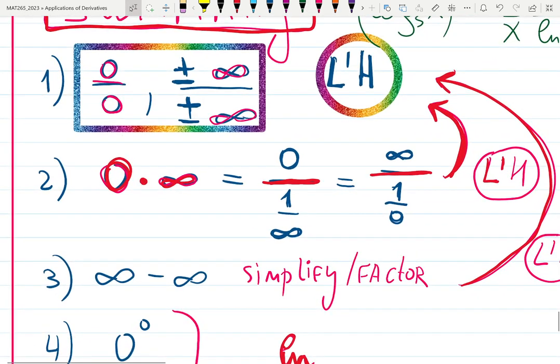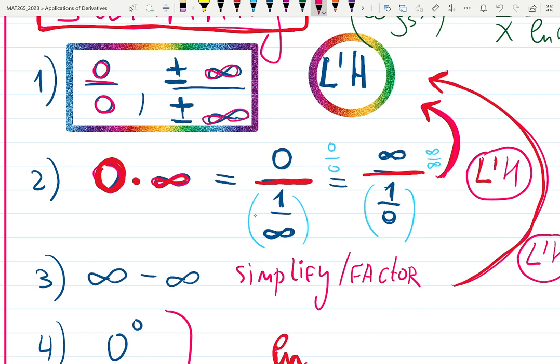Step 2. If you have a product, 0 times infinity, you want to create a quotient. And to create a quotient, you play with the fraction. 0 over 1 over infinity is still 0 times infinity. But now you can see it as 0 over 0 case. Or infinity over 1 over 0, and that's infinity over infinity case. And it takes you back to L'Hopital rule. That's why I put this arrow here.